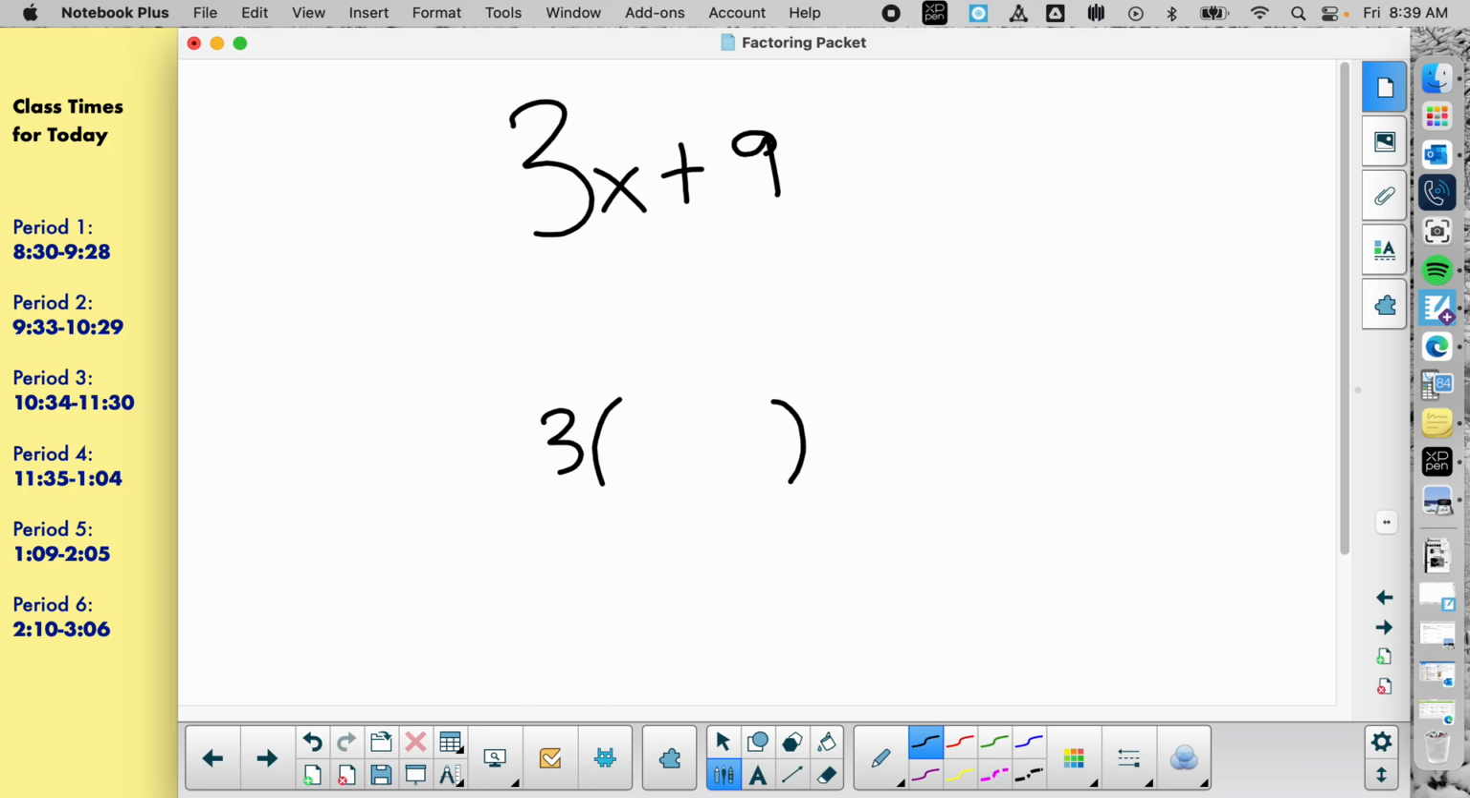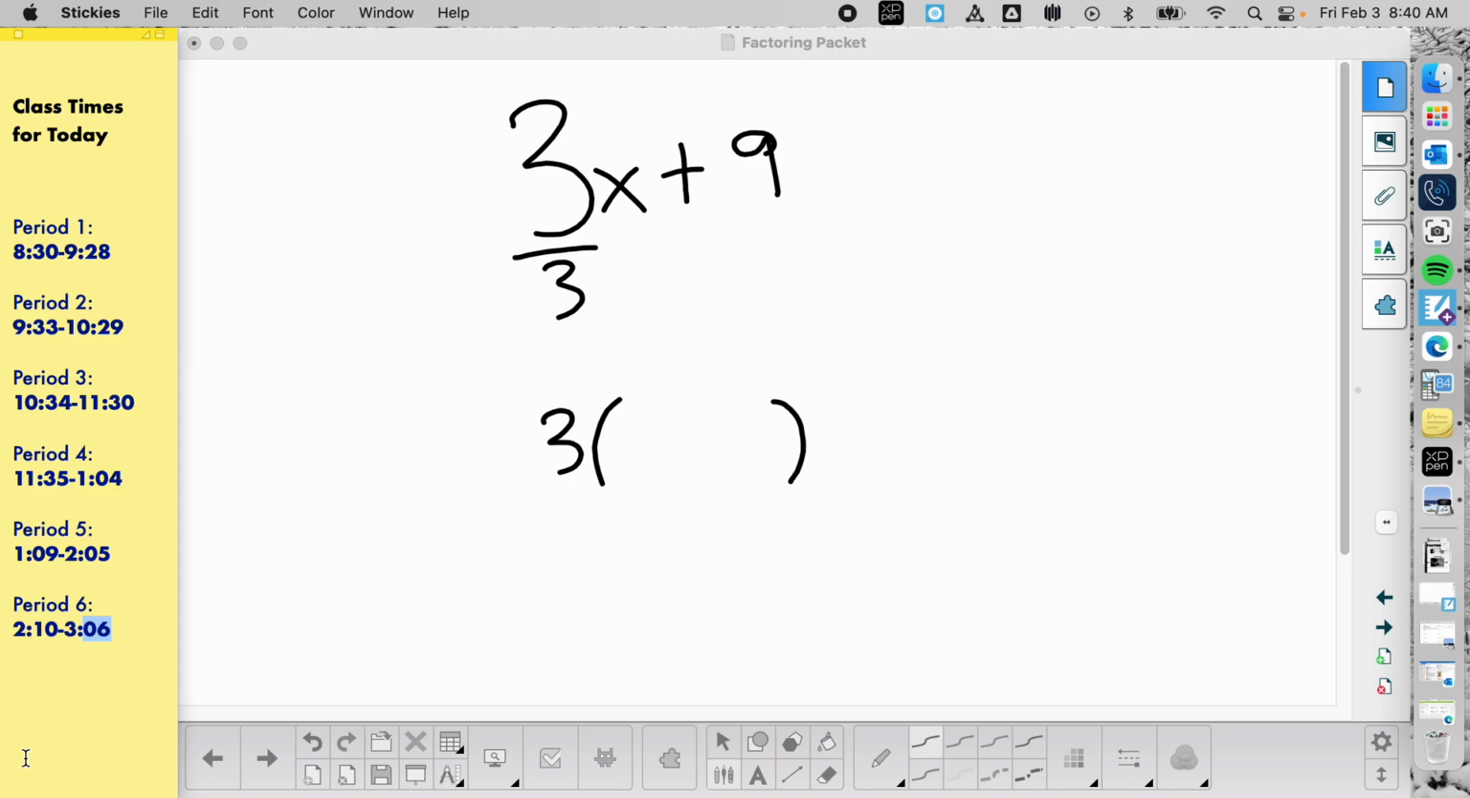Now, the greatest common factor that we found, we're going to divide each of the things above it by it. So underneath the 3x, write a fraction bar and a 3. Does that make sense? So over 3. And then underneath the 9, the same thing.